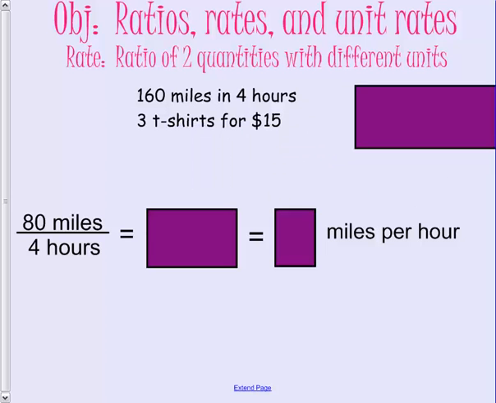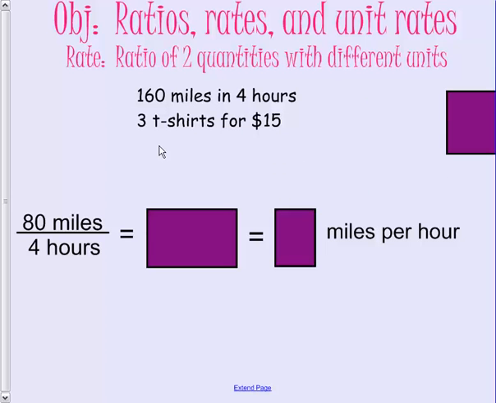I'm also talking about things like t-shirts with money. Okay, I can't turn t-shirts into $15, okay? But 3 t-shirts for $15 makes sense. Okay, so make sure that you have the definition of rate and maybe even a couple of these examples. Different units. Notice miles and hours down here, okay?